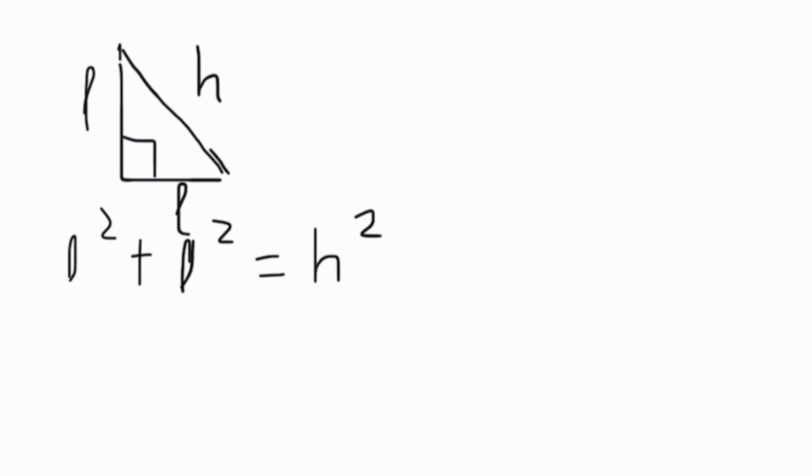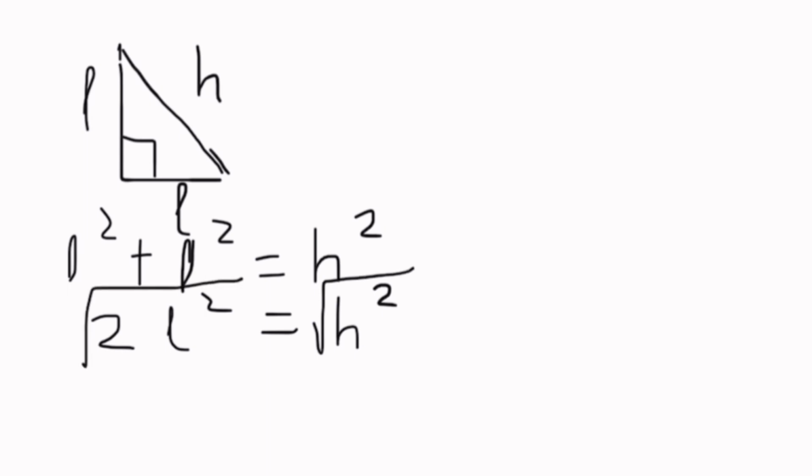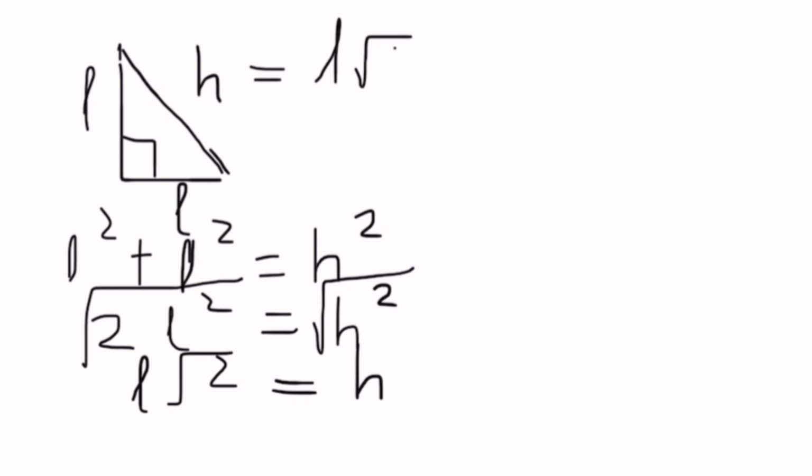So there are two legs, so 2L squared equals hypotenuse squared. Then extract the square roots of both sides. So we're going to have the square root of L squared is L, the leg, times the square root of 2. Then the right side will be the hypotenuse. So in here, hypotenuse is equal to the leg times the square root of 2.